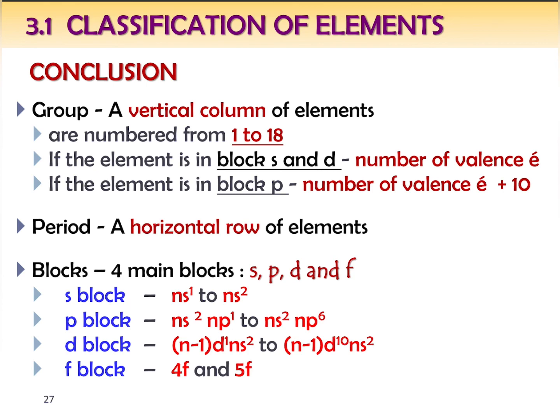So here are the conclusion. Untuk group, kita ada group 1 nanti 18. So kita akan tengok dia punya valence electron. Untuk S block dengan D block, kita boleh directly ambil the valence electron and then boleh tentukan group terus. Untuk P block kena tambah 10 dekat valence electron. So untuk period, it is the horizontal row and kita akan refer to the highest value of N. And you can see here you have S, P, D and also F block. Okay, so that's all untuk the first part of 3.1.